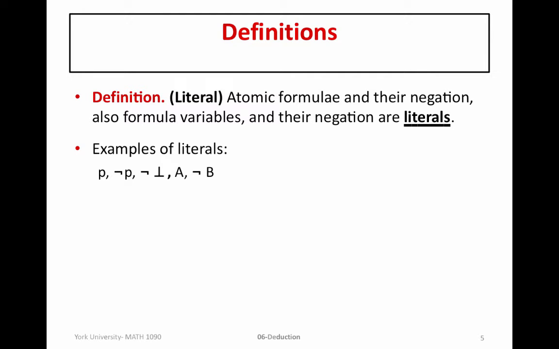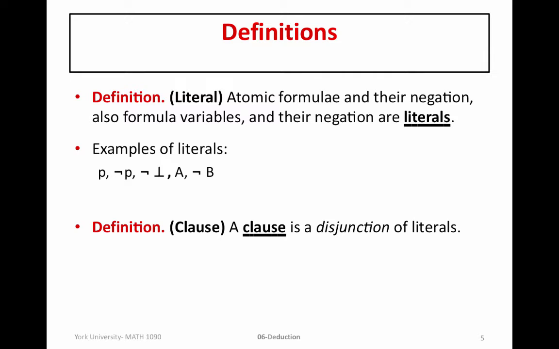And then the next definition is the definition of a clause, and this is defined to be a disjunction of literals. You may know that disjunction simply means separated by or. So essentially what we're looking at is different formulae or formula variables that represent well-formed formulae in which the only connectives that they include are or and not.